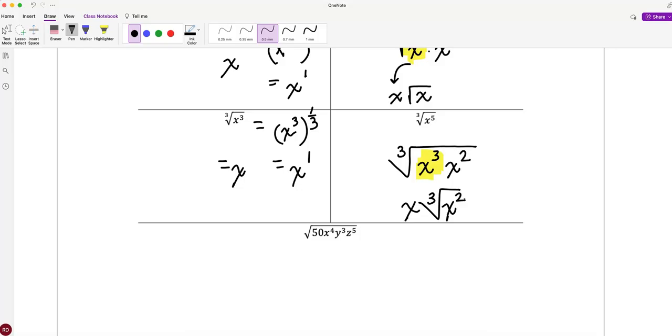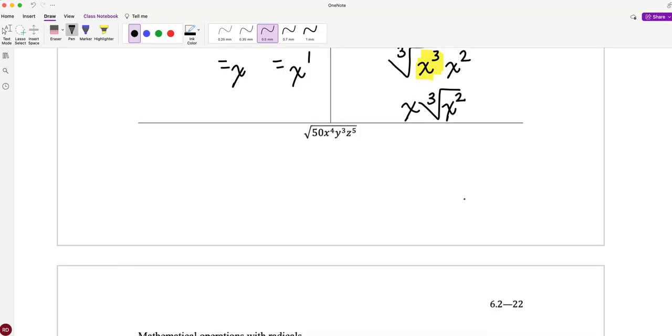Okay. Let's look at this one, the square root of 50, x to the 4th, y cubed, z to the 5th. So I've got to work on the numbers and the variables. So 50 is just what, 2 times 25? So there's my perfect square right there. So this is the square root of 2 times 25. Since it's a square root, I can rewrite x to the 4th as x squared.